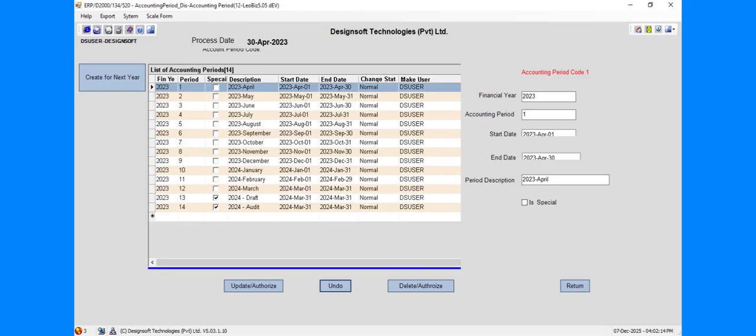Without closing the previous year's special periods, the current year's normal accounting periods can be closed.